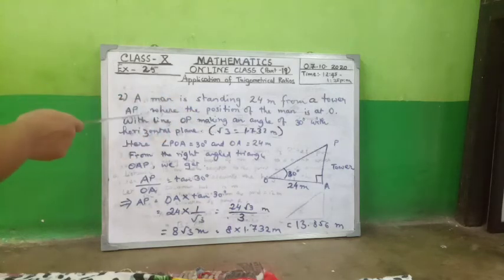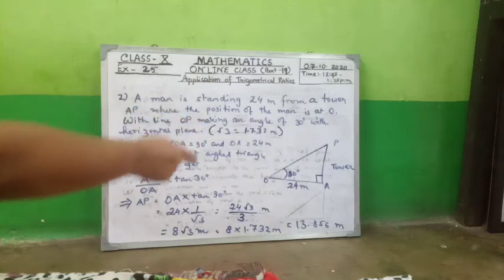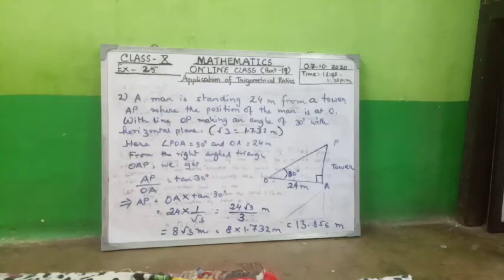Now with the line OP, he is making an angle of what? Angle of elevation is 30 degree with the horizontal plane. You are asked to find the height of the tower. Look, here angle POA is equal to 30 degree, and OA, that is the distance the man is standing from the tower, is 24. Similar sum to the first one.